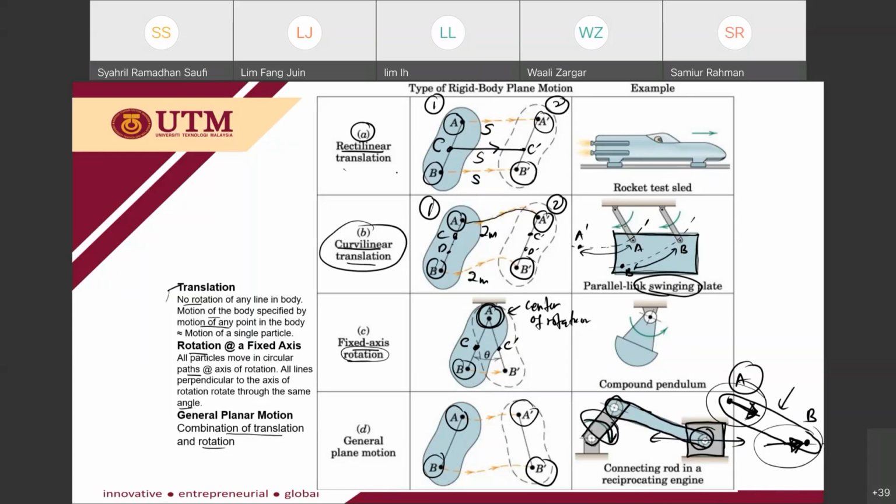Okay, for translation, the direction of velocity should be the same for every point in the body. For rotation, it should have a center of rotation. But for general plane motion, you may notice that there is a combination, and usually the directions of velocity are not parallel. This is how to determine that the rigid body is moving with general plane motion. Okay, so far any question? Ada soalan tak?